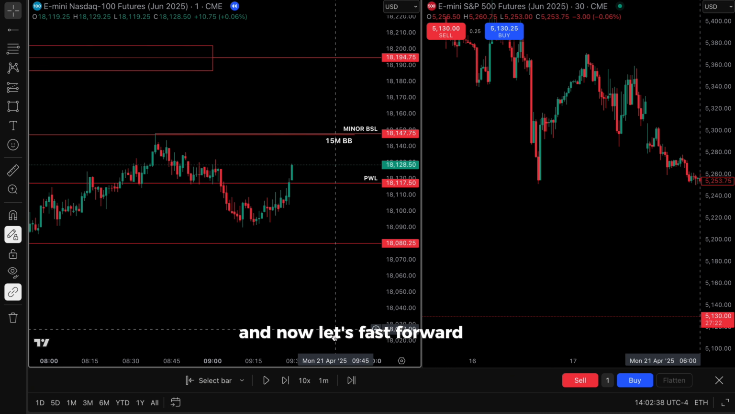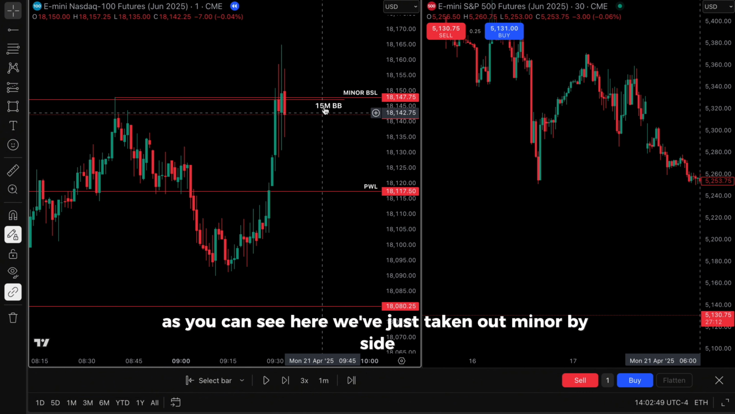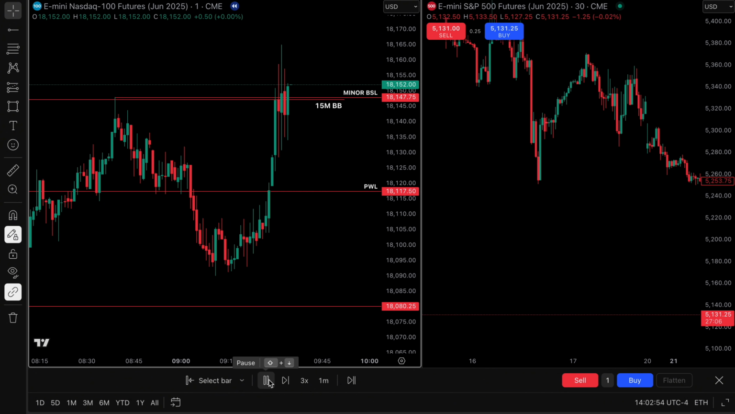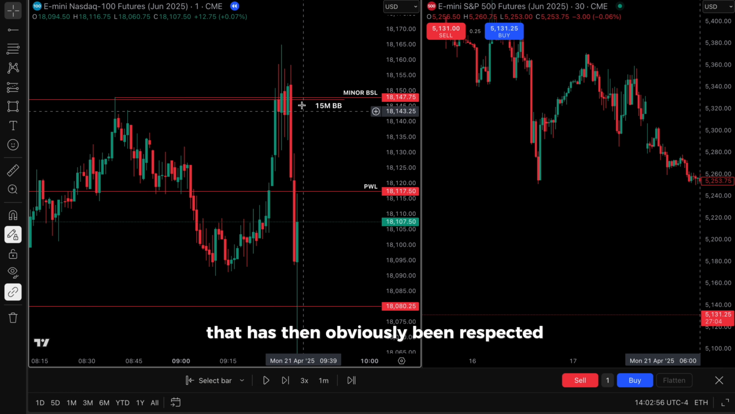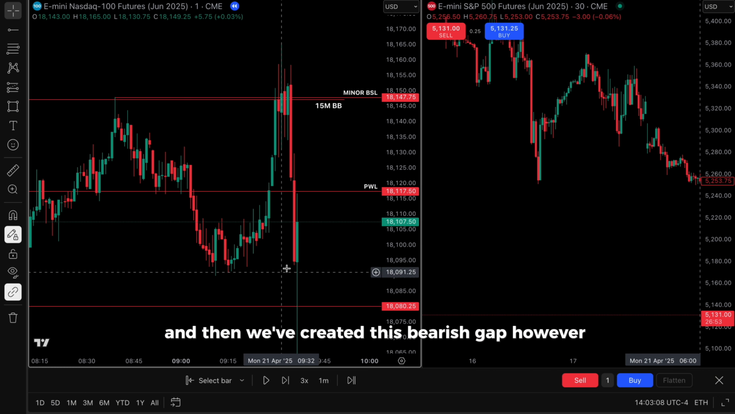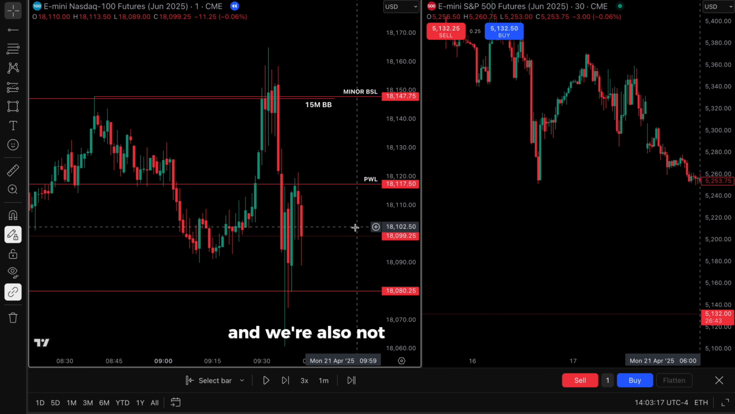And now let's fast forward price. Okay, as you can see here, we've just taken out minor buy side. We've tapped the 15-minute bearish breaker and the 15-minute fair value gap to the left. That has then obviously been respected, and then we've also seen price inverse these two bullish PD arrays. So two fair value gaps have now been inversed, and then we've created this bearish gap. However, no displacement as of now, and we're also not inside of macro.